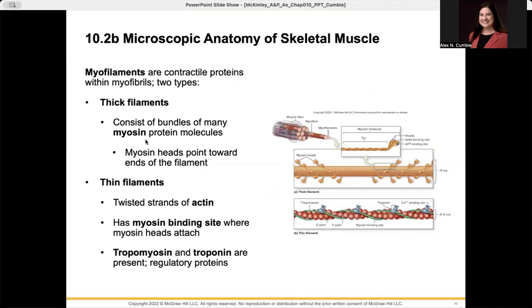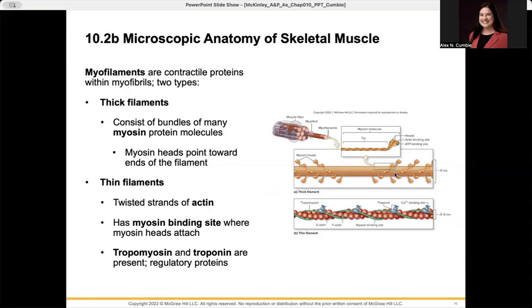So for our filaments, we have a picture of each of them. This top one here is the thick filament made exclusively of myosin. And you can see that these myosin filaments also have these little heads that come off. That will be really, really important because it's going to be their attachment point to the other fiber, which is going to be the thin actin filament.